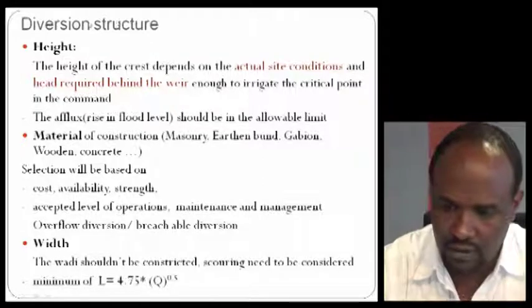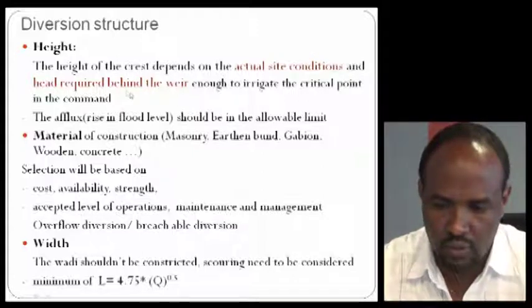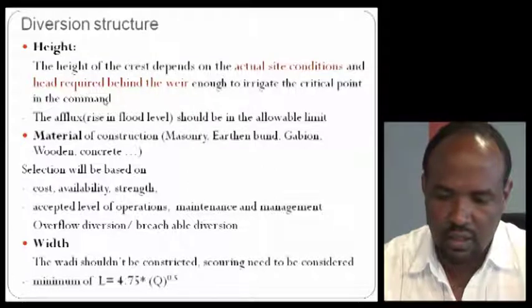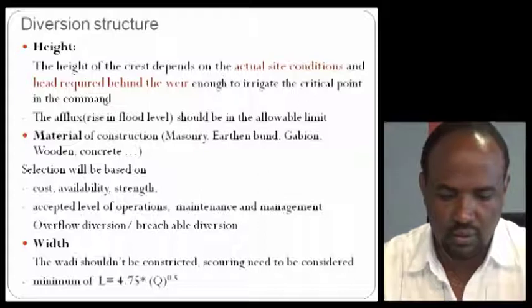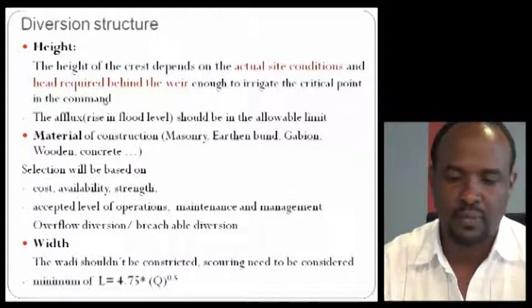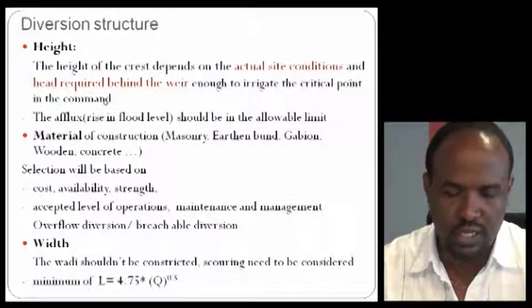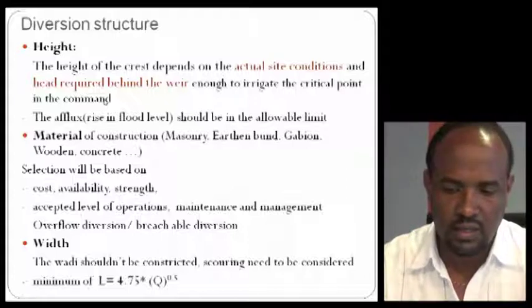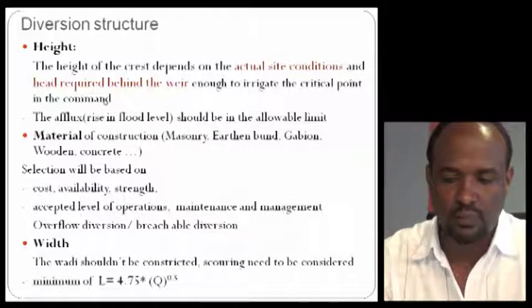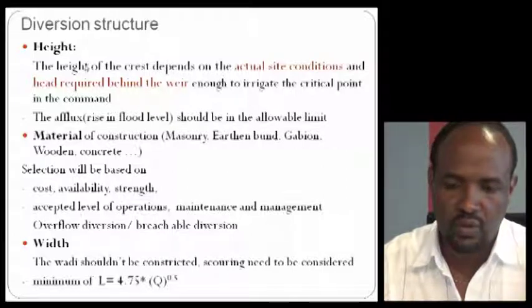If we start from diversion structures, its height needs to be decided. The height of the crest depends on the actual site condition and the head required behind the weir enough to irrigate the critical point in the command area. Actually, having a higher diversion is good to divert a good quantity of floods, but whether it is cost effective is an issue, and whether it could resist the impact of the flood is also an issue. The other is that whenever we raise the height, the afflux, which is the rise in flood, could bring over-flooding on either side of the banks, and it may erode the fields. These issues need to be considered while fixing the height of the diversion and also the widths.